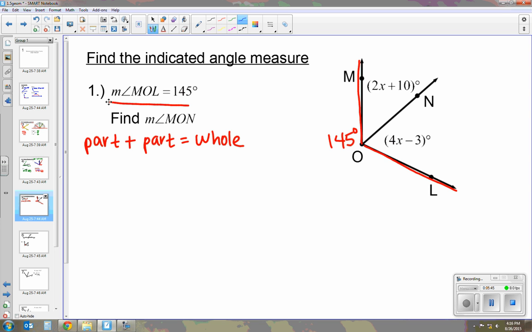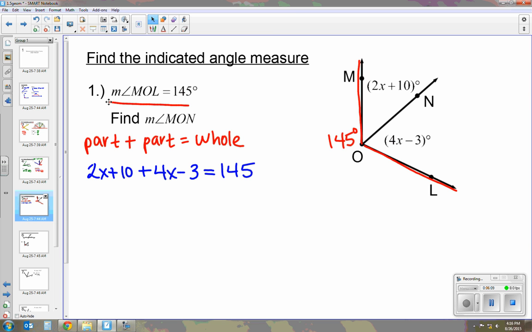One part is 2x plus 10. The other part, we add to it, is 4x minus 3. And we set it equal to the whole, which is 145. So part plus part equals whole is kind of like a formula where we can plug in our information. So we have our 2x plus 10 plus 4x minus 3 equals our 145. Now all we have to do is solve our algebra problem.